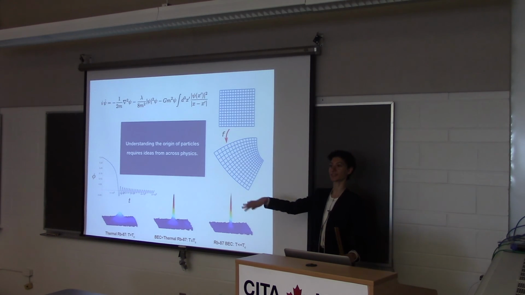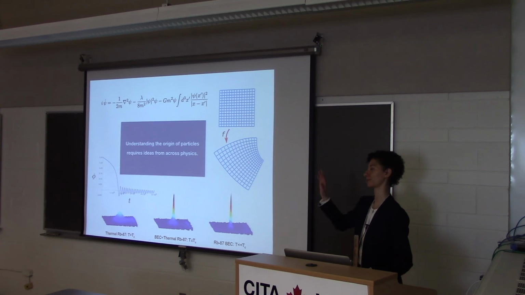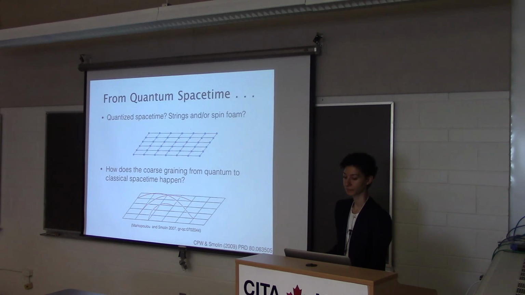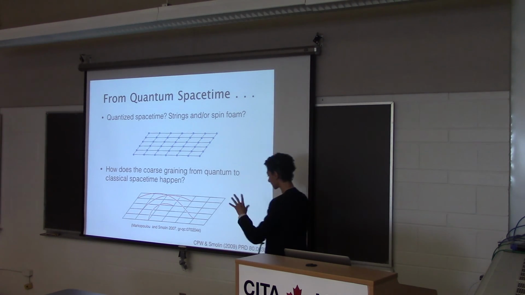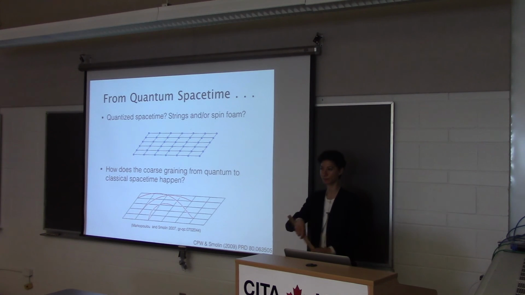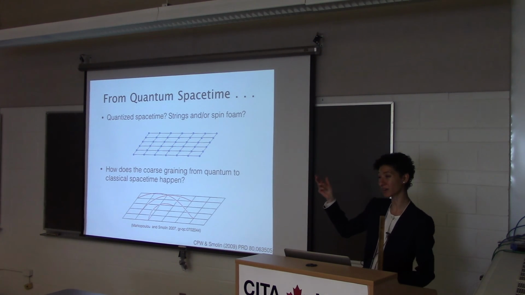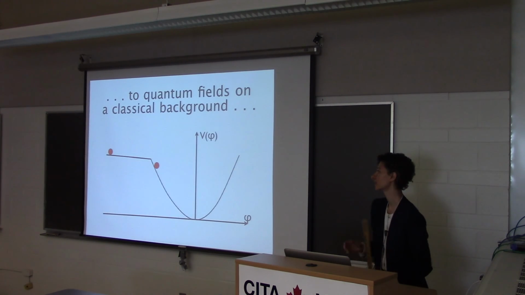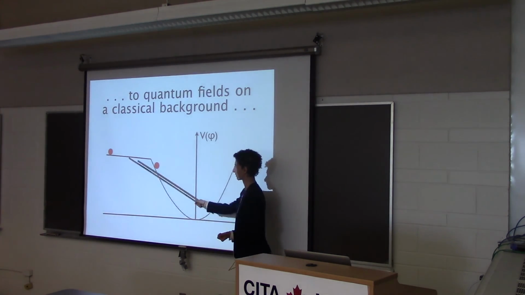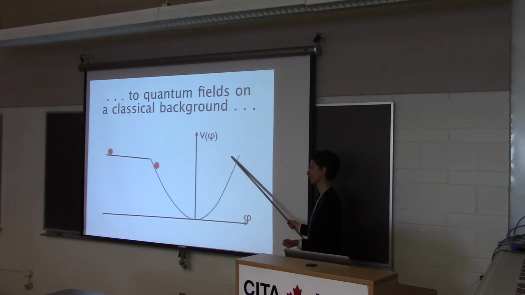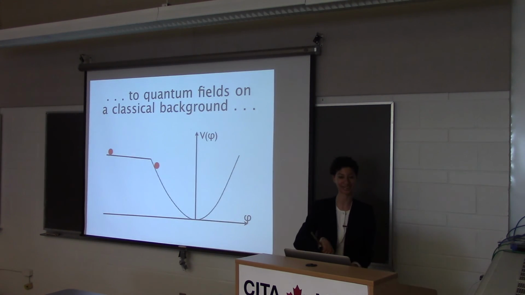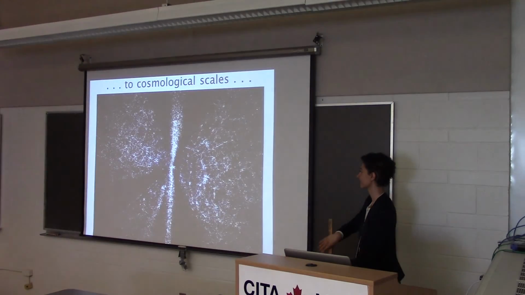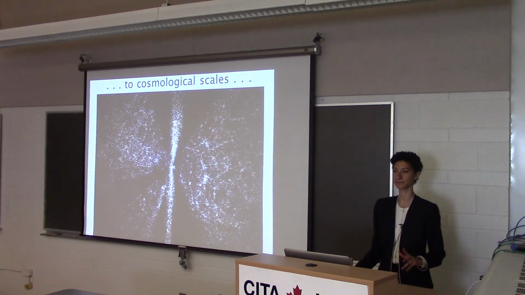So I think understanding the origin of particles requires ideas from across physics, and I hope that's become somewhat clear. Because just to give the big picture, we are trying to figure out how to go from these maybe bizarre ideas about stringy space-time or a quantized space-time to, we actually believe this, that at some point our universe was just fields falling down potential wells and that that's still kind of what's happening. And that somehow we get from that little grid picture to this, which is actual SDSS data.